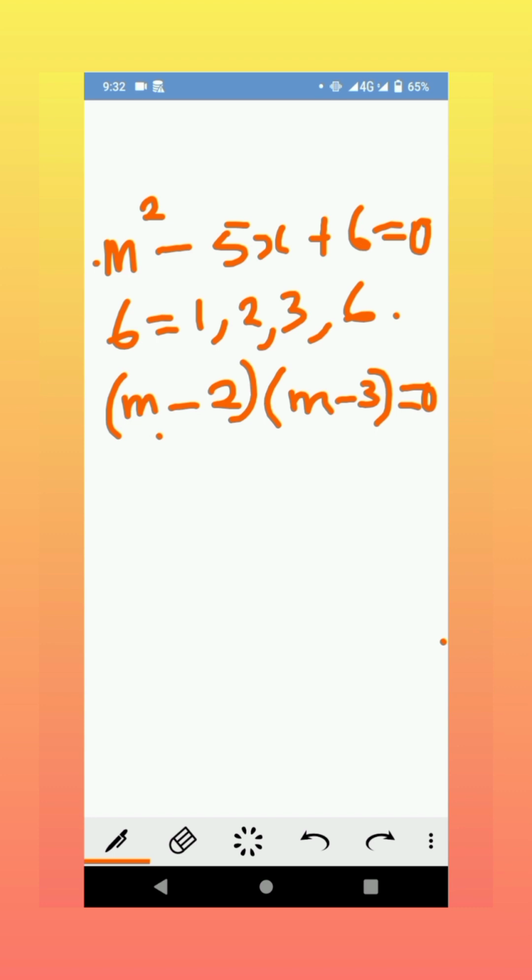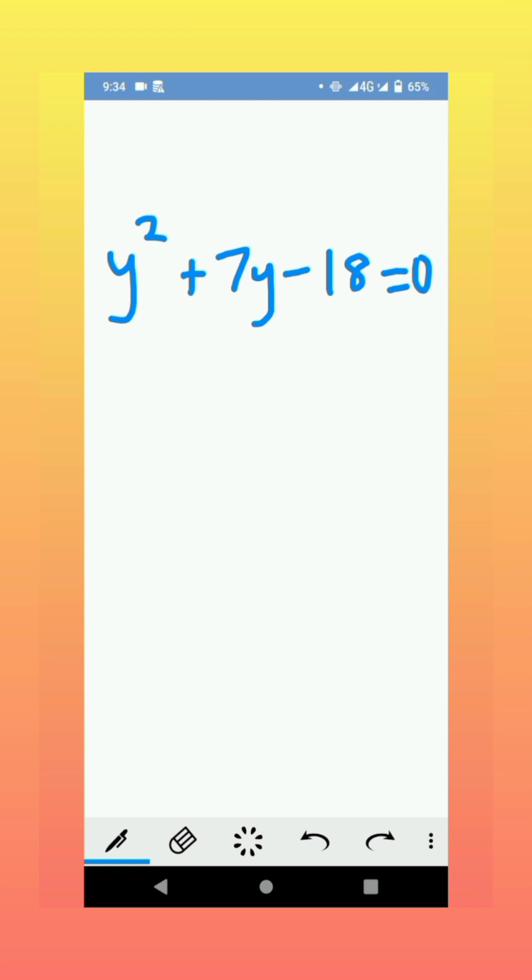Alright, so from here our m has to be plus 2 so that we can get 0 when substituted. Then here our m has to be plus 3 as well, so that it will give us 0. Like 2 minus 2, 0. 3 minus 3, 0. That's how we got the values. These are called the roots or the solutions. Let's look at another example again.